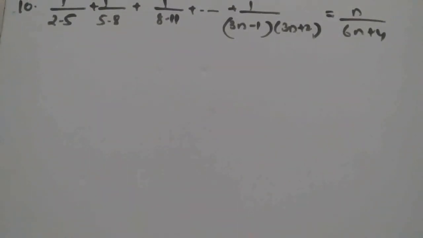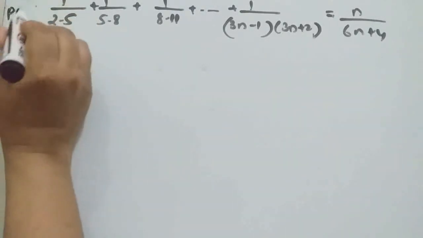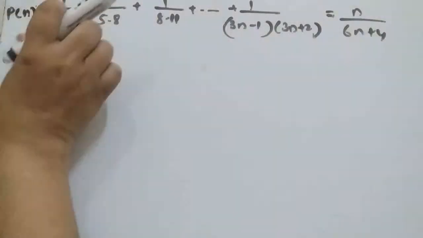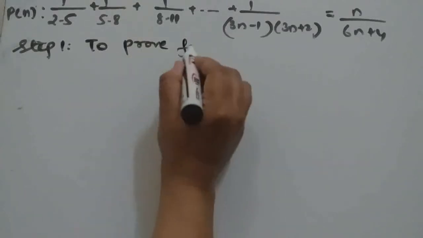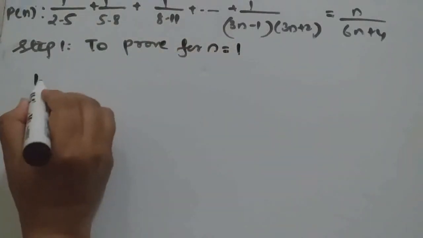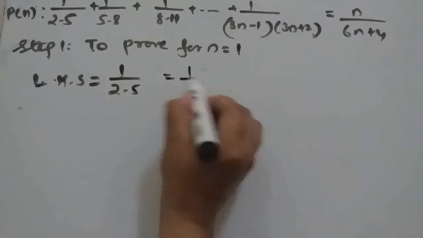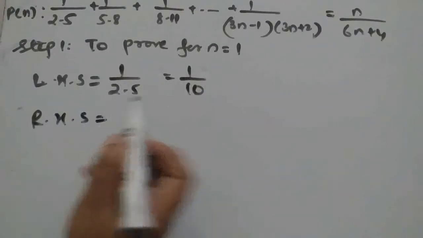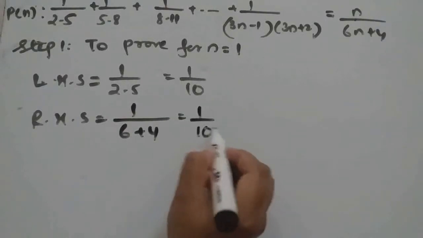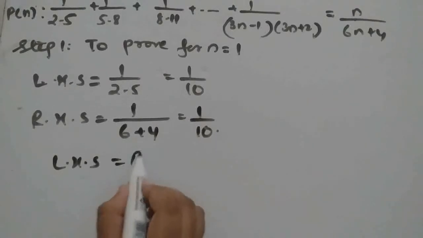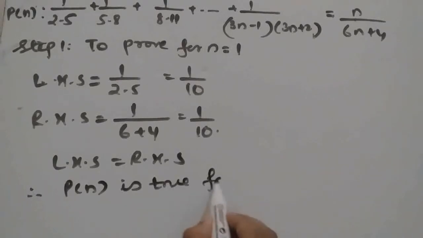Question number 10. Let P of n be the statement. First step: to prove for n equal to 1. So LHS, we will get the first term, that is 1 by 10. For RHS we should substitute the value of n as 1. So 1 by 6 plus 4, that is 1 by 10. So LHS is equal to RHS. Therefore P of n is true for n equal to 1.